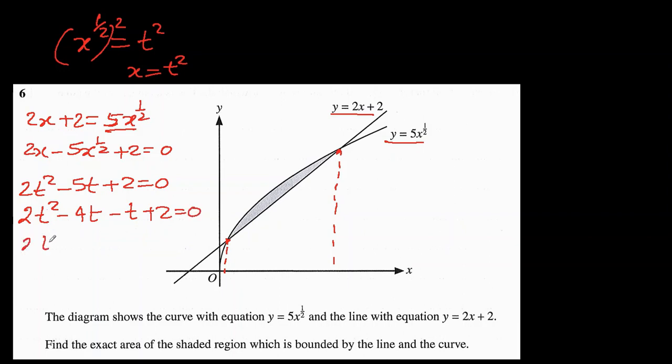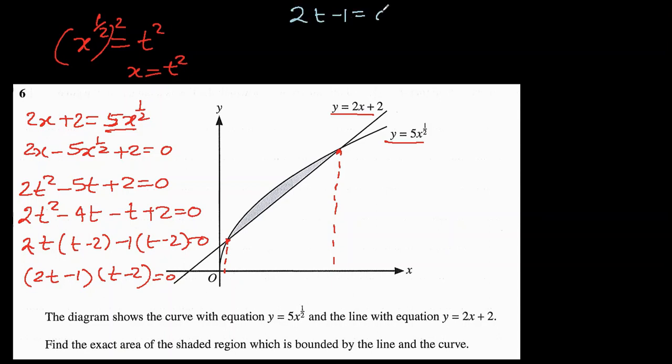So we take 2t common here: t minus 2, minus 1, t minus 2 equal to 0. So the two factors are 2t minus 1 and t minus 2 equal to 0. And just like the previous question, it's a quadratic equation, so we'll get two solutions. First one, let me write here: 2t minus 1 equal to 0, which gives us 2t equal to 1, and then t is equal to 1 over 2.